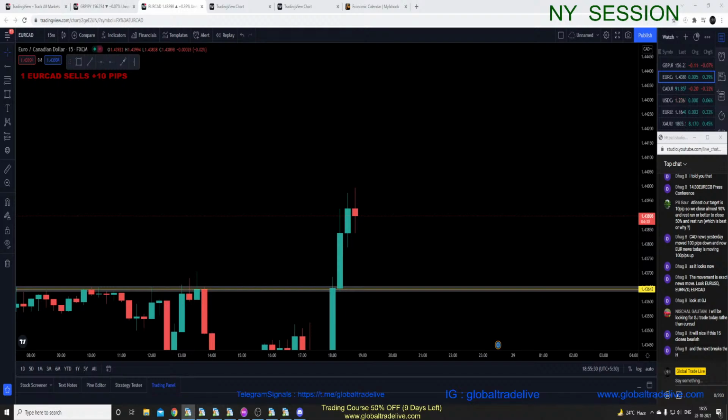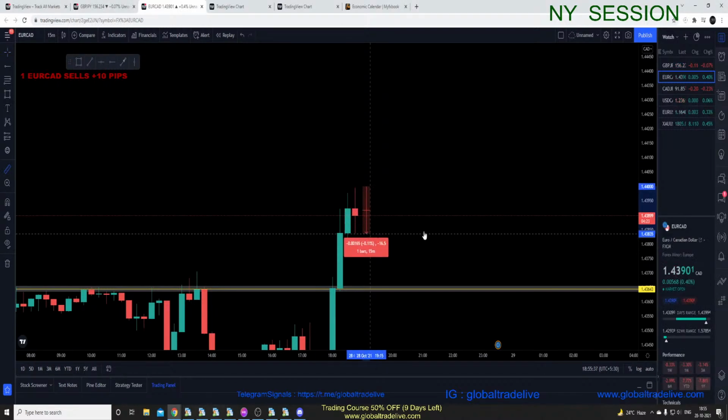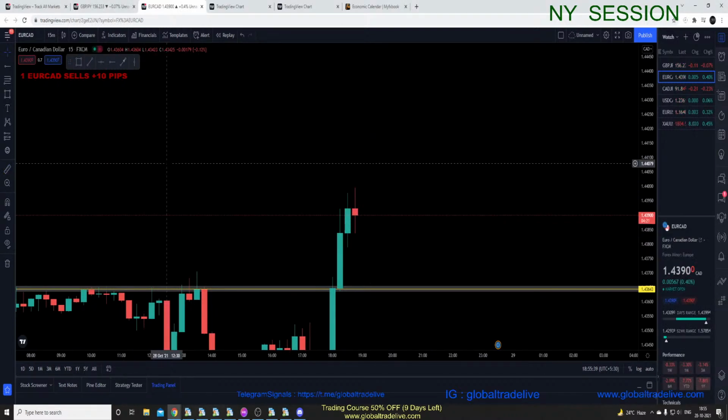Okay, so if this 15 minute will be closing bearish and next breaks the high, I'm gonna take the buy trade. Stops will be big, but we need to reduce the stops accordingly. So in 4 minutes this candle will be closing.